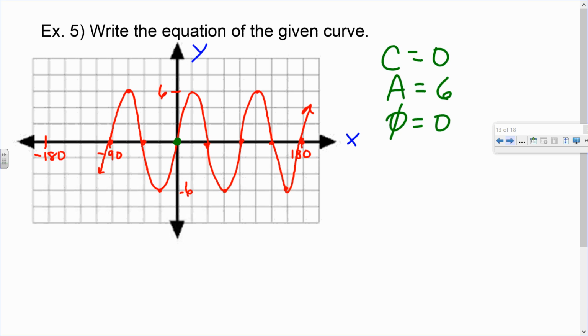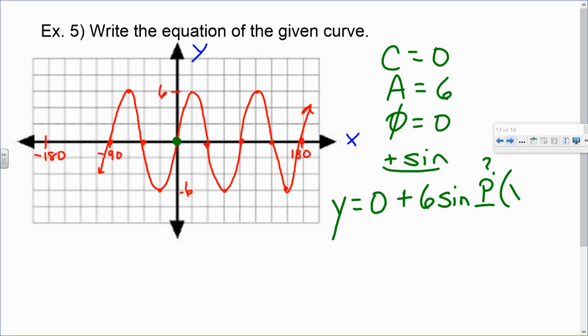If we do it without a shift, am I doing plus or minus sine or cosine? Doing positive sine for our function. So far I know my equation has to be y equals center line 0. I'm going to do plus sine, so plus amplitude 6 sine something, which I don't know. My other variable is x minus phi, so x minus 0. And those zeros will let some things simplify.